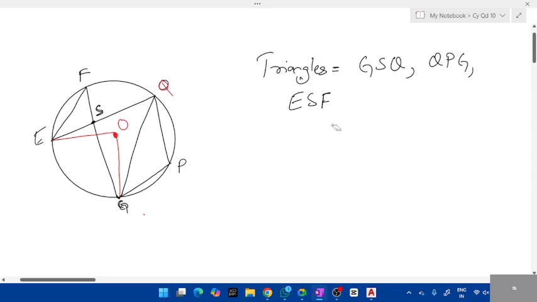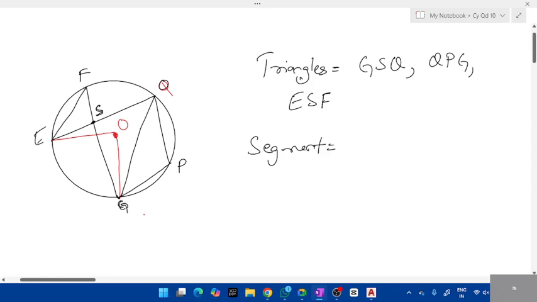In the same way, ESF, E and F is the only chord, students. Only E and F is a chord. SF and SE are not chords. They're just lines. They're not chords. So this is a triangle. Correct. What you told was right. Next, let's target segment. For a segment, always start with the arc. Is EF an arc?